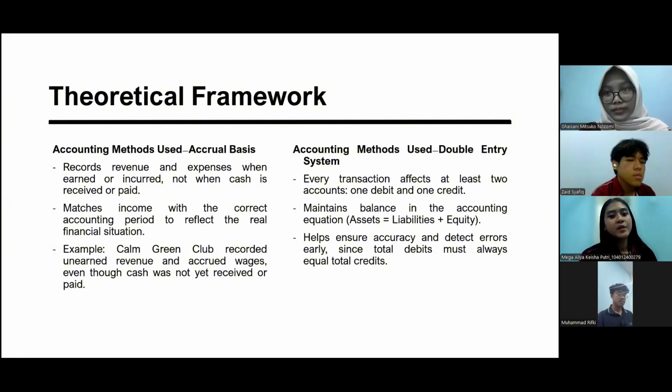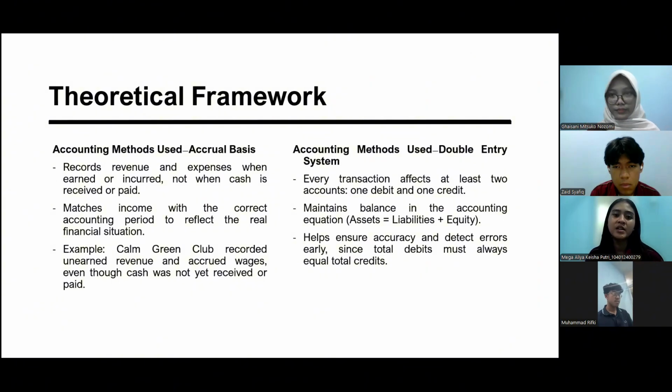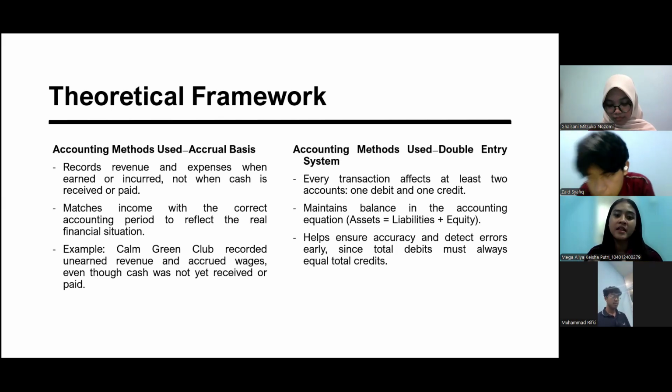Okay, in this cycle, we use 2 main methods, accrual basis and double entry system. The accrual method records income and expenses when they actually occur, not when the money comes in or goes out. For example, Green Golf Club records income that has not yet been received or salaries that still need to be paid, even though the money is not there yet. Meanwhile, the double entry method ensures that every transaction goes into 2 accounts. So if something occurs, something else is affected. This keeps things steady and makes it easy to spot any mistake.